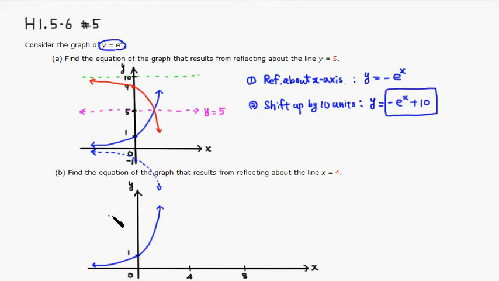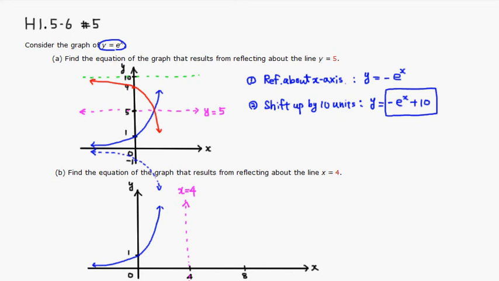All right, how about part B? Now we're reflecting about the line x equals 4. x equals 4 is a vertical line, so it's going to look like this. So this is the vertical line, x equals 4. Then we're going to reflect this graph about this line, so it's going to go over here and it looks kind of like this.